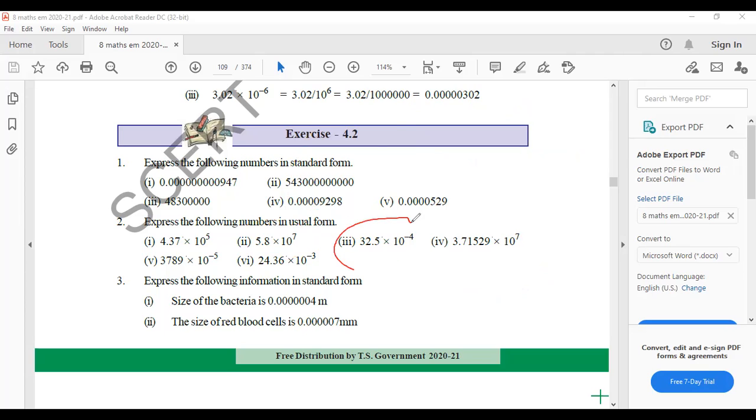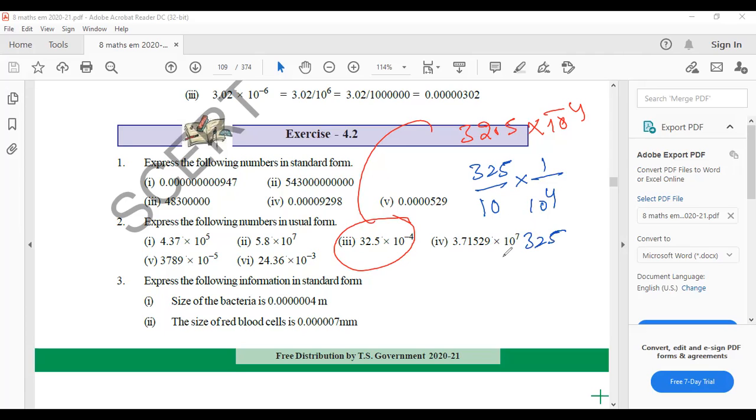Now we go to this one: 32.5 into 10 to the power of minus 4. Very interesting question, this one. So what you have to do? Let us take the question 32.5. You can write 325 by 10, because there is only 1 digit after the point, into 10 power minus 4. You can write the 10 power minus 4 in the denominator, so it becomes 10 power 5. So all the zeros, you write 1, 2, 3, 4, 5.